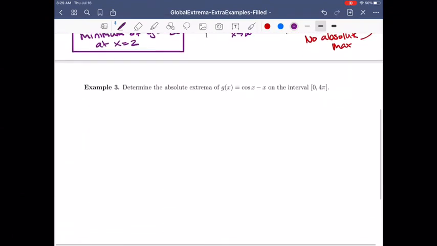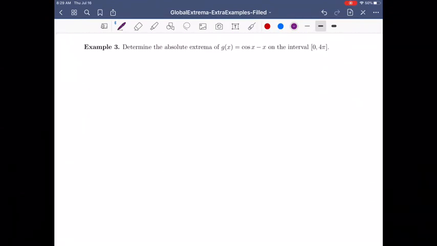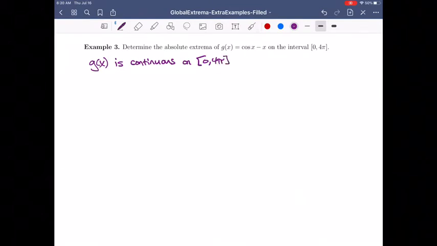Okay, let's try one more. I threw in a trig function here just to mess with you. So our function g of x is cosine x minus x, and then we're on the interval from 0 to 4 pi. Now here, cosine is always continuous, as is x. So g of x is continuous everywhere. In particular, it's continuous on our interval from 0 to 4 pi. So that means that our extreme value theorem applies. So we know the absolute min and max both exist.